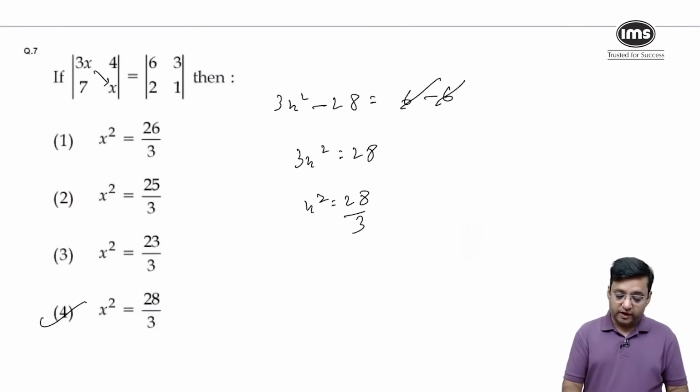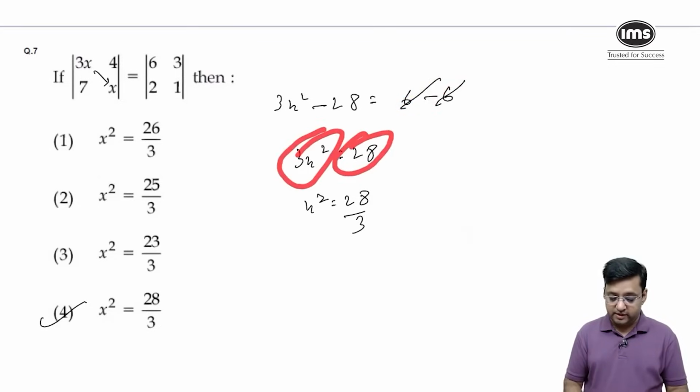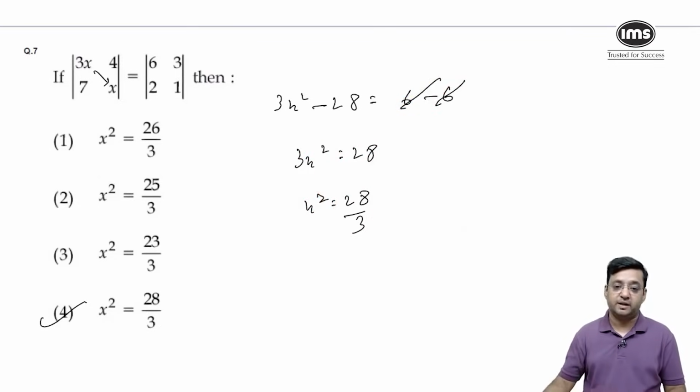So you got what we are doing. We are just multiplying this. We are getting x square. We multiply this as 28 and subtract them. We multiply this 1 and then we multiply 3 into 2, that is 6. And these are equal, and 6 will get cancelled out. We are now left with 3x square, 28, x square equals 28 by 3.